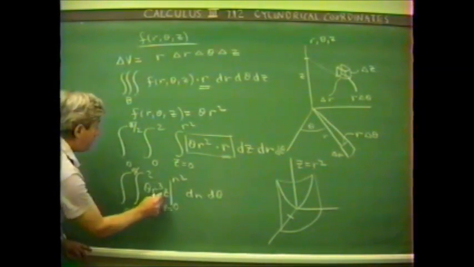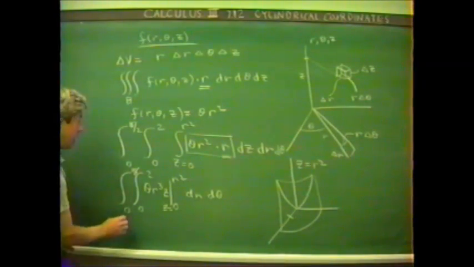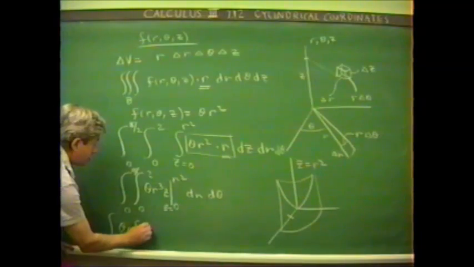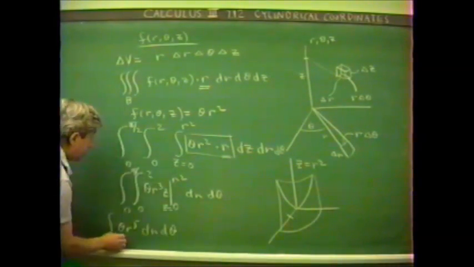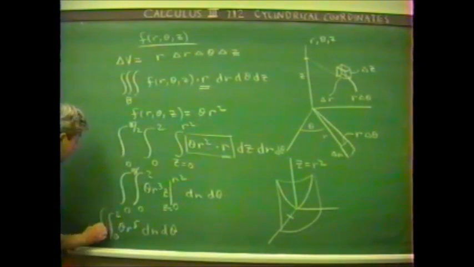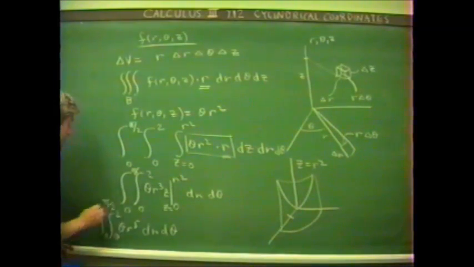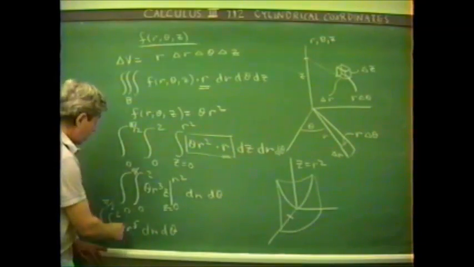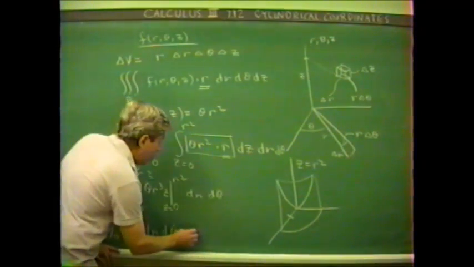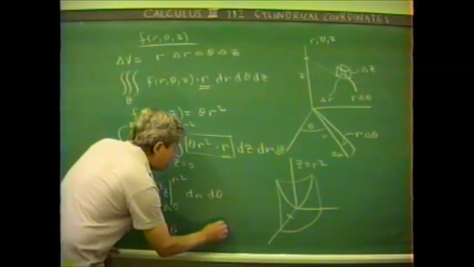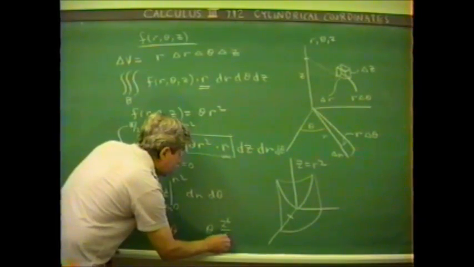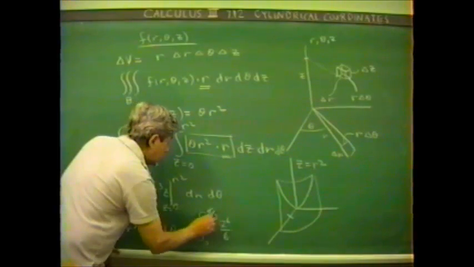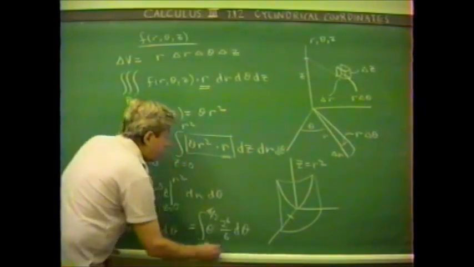We get theta r to the fifth. So this then becomes the integral of theta r to the fifth with respect to r and with respect to theta, from 0 to 2 and from 0 to pi over 2. Now this is an ordinary integral here. We're going to get theta r to the sixth over 6. And when we evaluate from r equals 0 to 2, we're going to have theta times 2 to the sixth over 6. We're going to want to integrate that from 0 to pi over 2 with respect to theta.